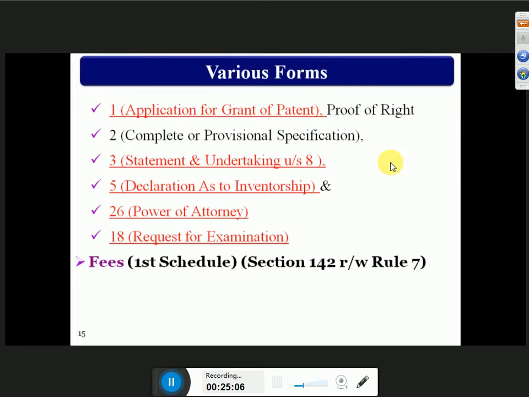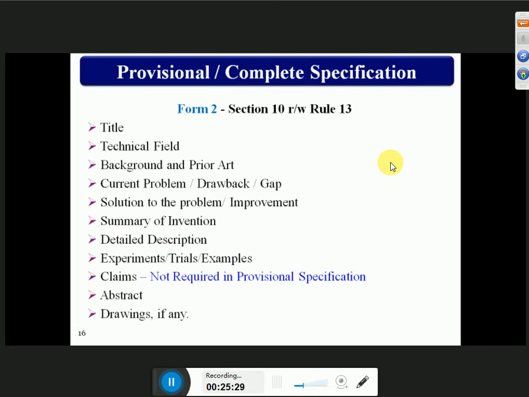In the next slides we'll see the timeline, and in the timeline we can see that Form number 18 is most important, the request for examination. And the Patent Office India is charging some fees. We'll see in the next slide what the fees are for various parts while we file the patent.